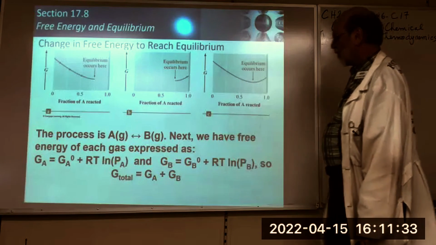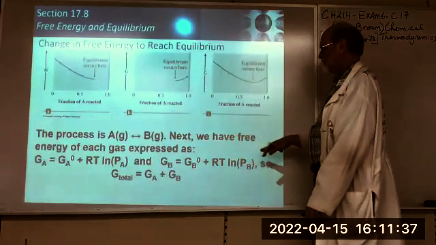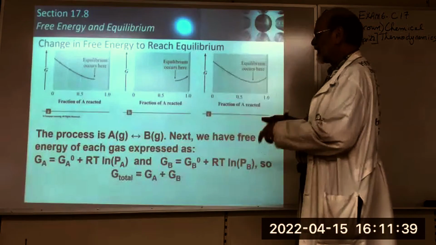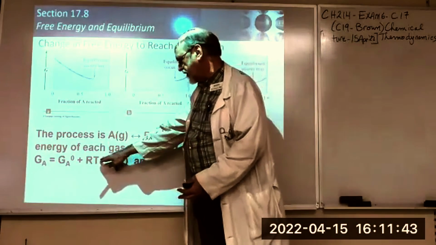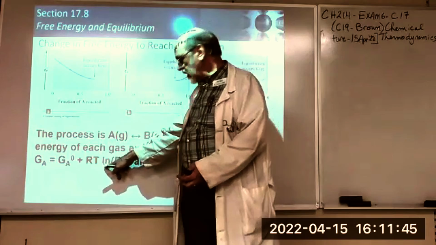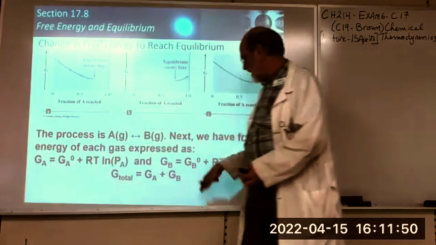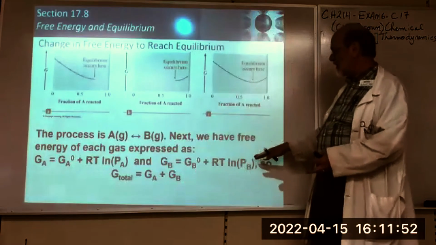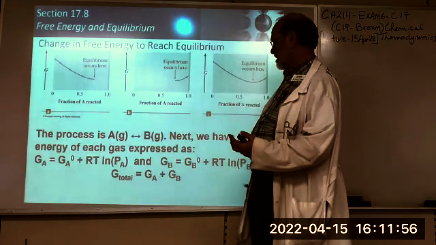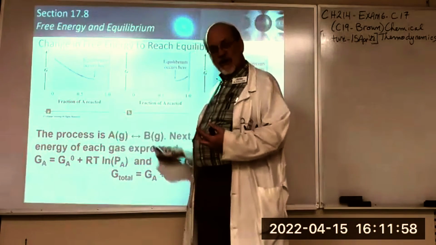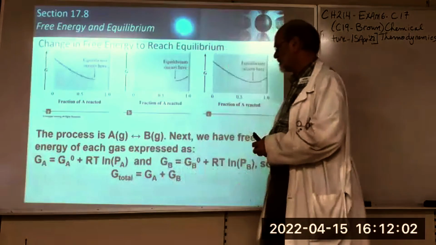So if we have a process where we're going from this gas to that gas, we can express the free energy for each gas in terms of its pressure. The natural log of the pressure of A here and the natural log pressure of B is there. The total G, for going backwards and forwards, is the sum of these two.